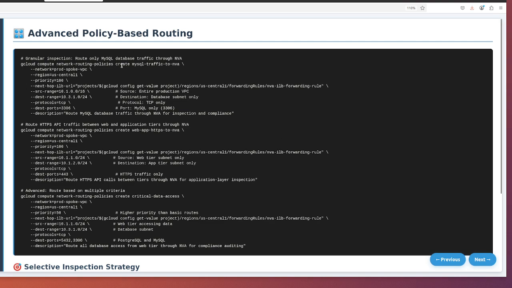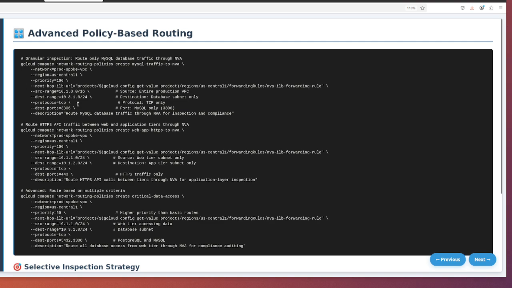The first example shows routing only MySQL traffic through the NVA. The SRC range covers the entire production VPC, but DEST range targets only the database subnet. Most importantly, protocols equals TCP and DEST ports equals 3306 mean only MySQL database connections get inspected.